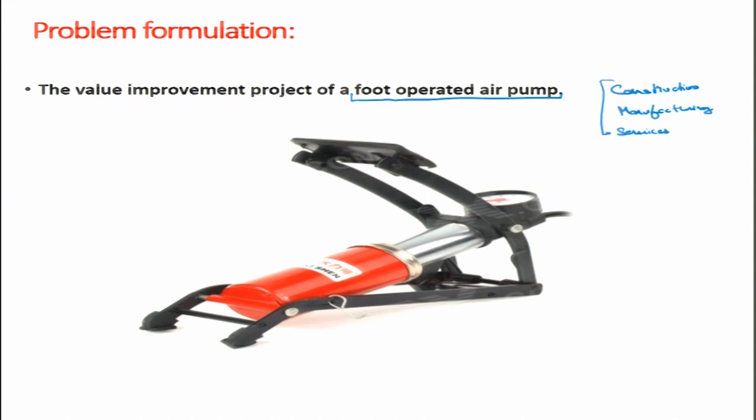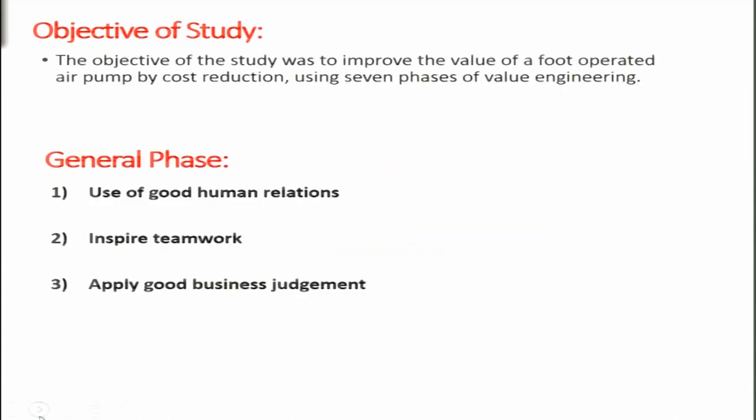It has various components. I will show you what are the components in the information phase and the cost for each component. So, the objective of the study was to improve the value of a foot operated air pump by cost reduction using the 7 phases of value engineering. Actually, this is a work that I did with one of my MTech students, and the 7 phases as suggested by Mudge were used.